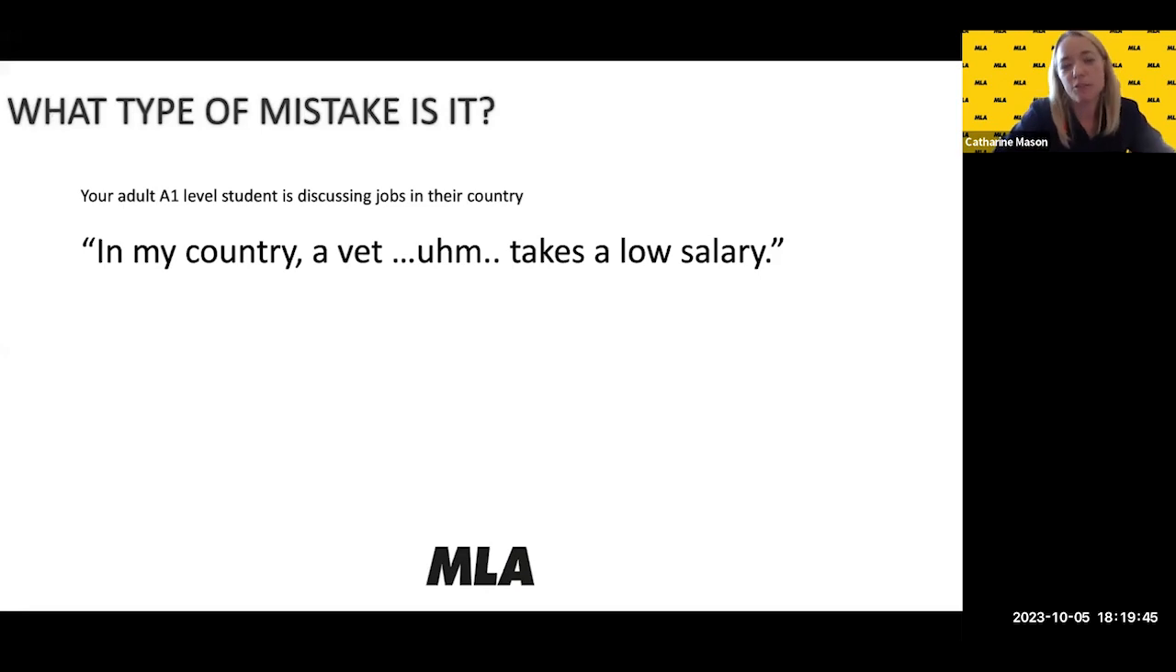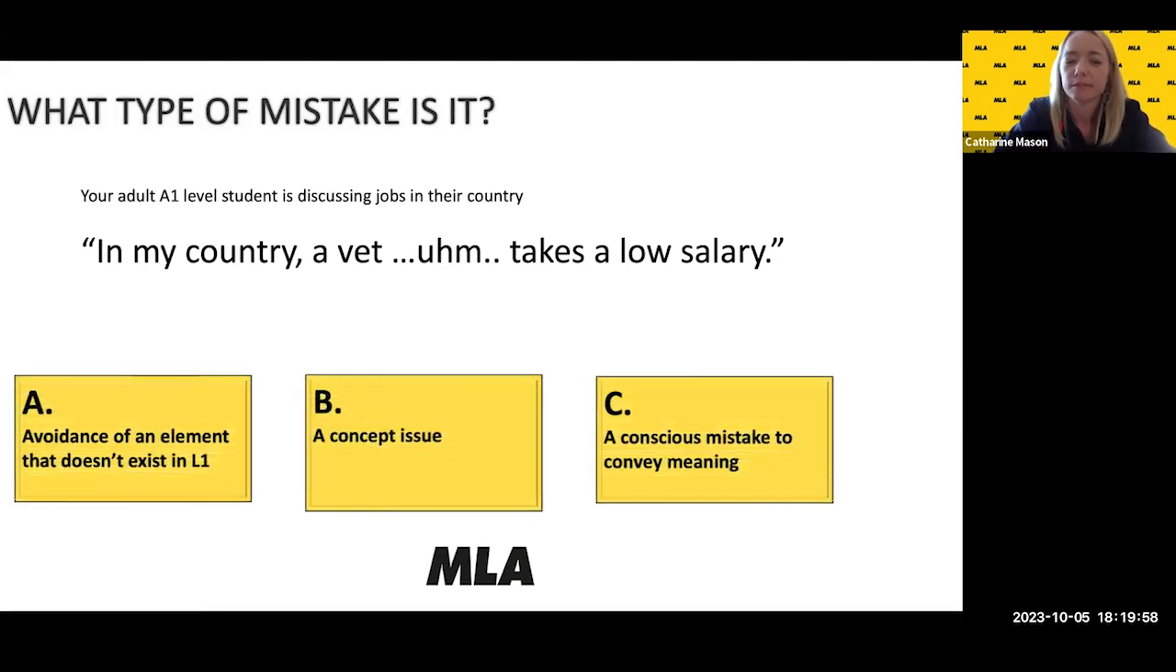This is an adult student with an A1 level who's discussing jobs in their country. And they say, in my country, a vet takes a low salary. What's the mistake here? Okay, we're getting a lot of C's there. Yeah, exactly. And here, it's actually quite clever.